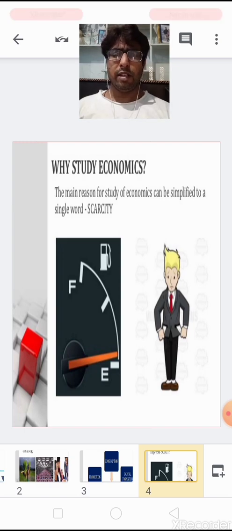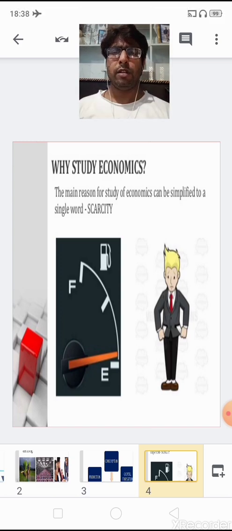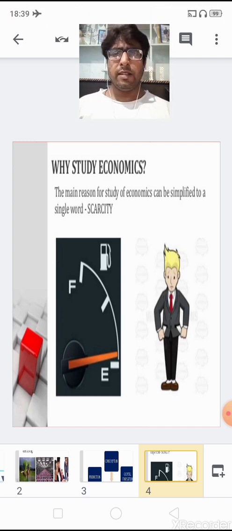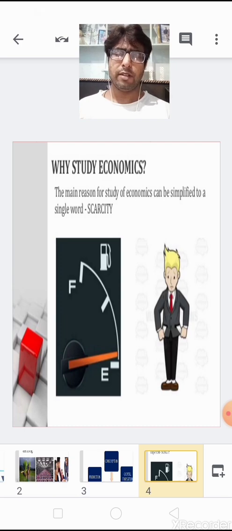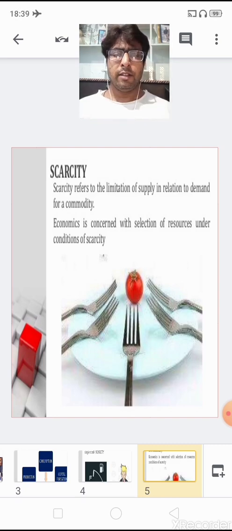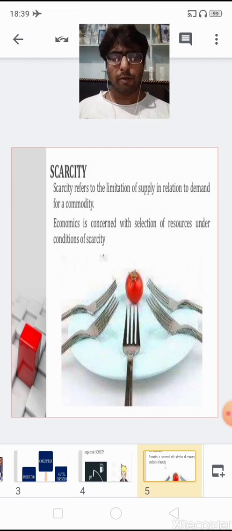Now, children, the main reason for the study of economics can be simplified to a single word: scarcity. Scarcity refers to the situation when wants exceed the available resources. Scarcity refers to the limitation of supply in relation to demand of the commodity. Children, scarcity is universal, that is, every individual, organization, and economy faces scarcity of resources. Scarcity, as I just said, refers to the limitations of supply in relation to demand for a commodity.